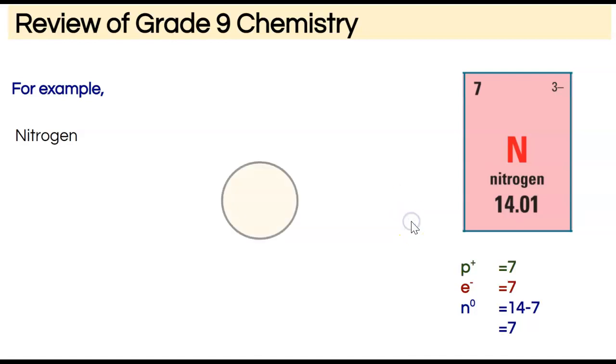So I'm going to draw out a nucleus. And remember that my protons and my neutrons go there. So I have 7 protons and 7 neutrons. And so there, I'm just going to put them in. And now what I need to do is start building my Bohr-Rutherford diagram by adding electrons.